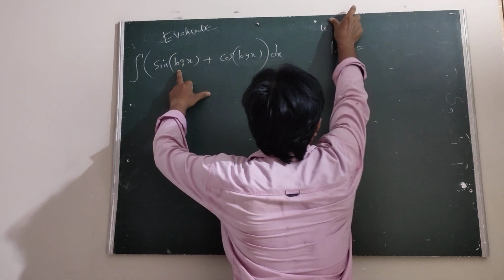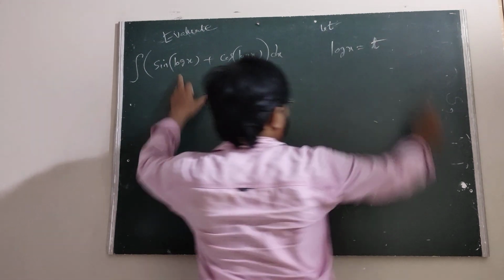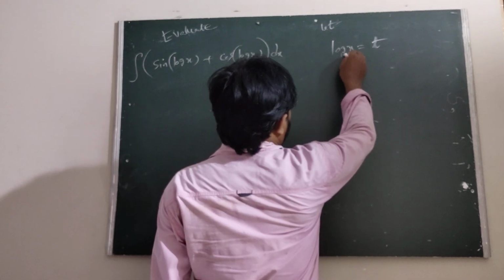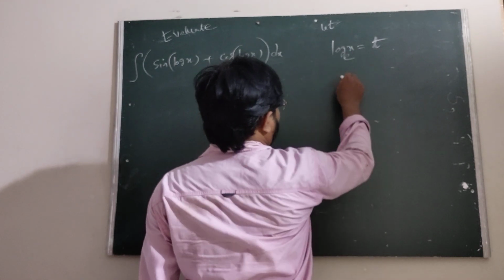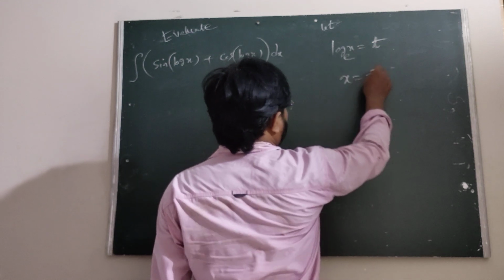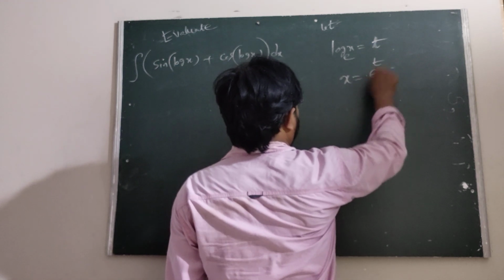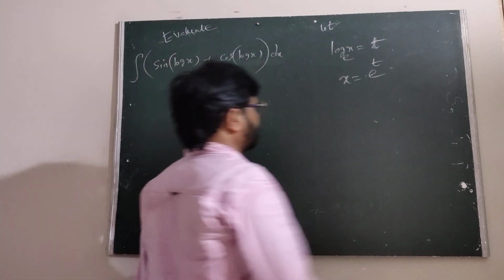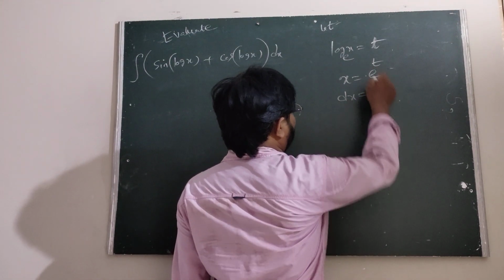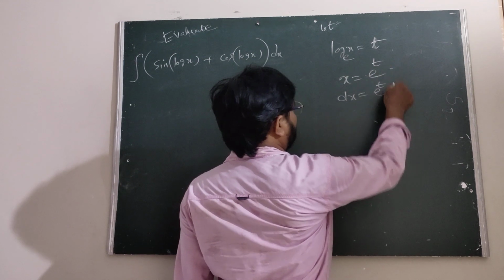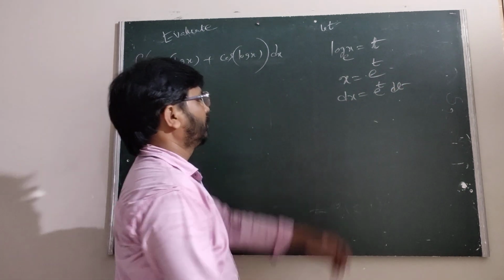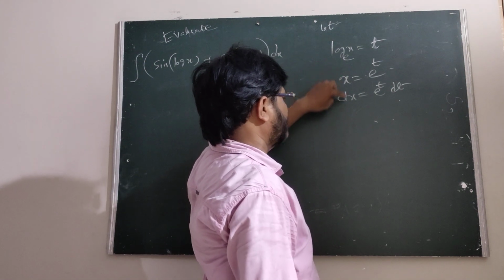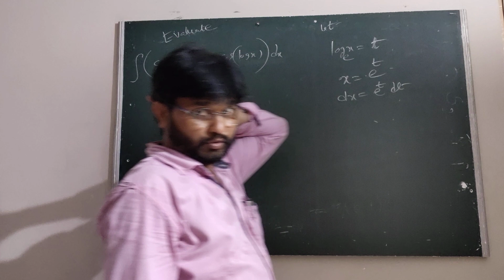Log x we take as t. Now here log x means base e, therefore x equal to e power t, sending to the other side. x equal to e power t. Now differentiating on both sides, derivative of x is dx, e power t into dt.